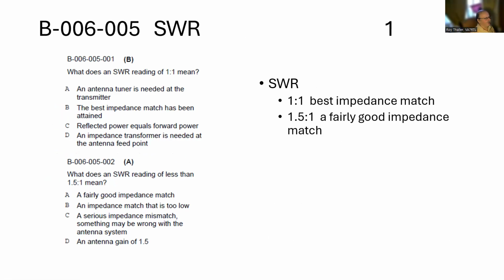Now we get into the section on SWR. So what does an SWR reading of 1-to-1 mean? So that means that the best impedance match has been obtained. So 1-to-1 is the best impedance match. So if you're getting an SWR of 1.5-to-1, what does that mean? Well, some people are worried about it, but it's still a fairly good impedance match. So A is the correct answer.